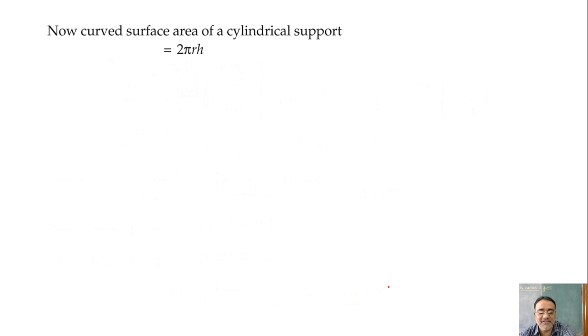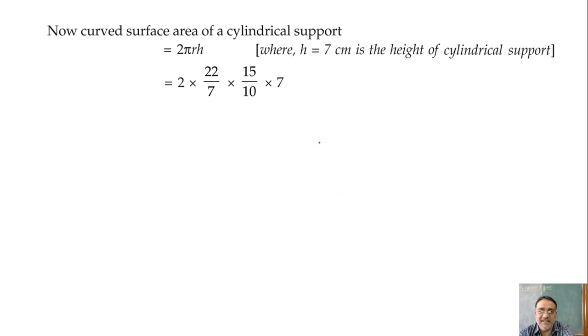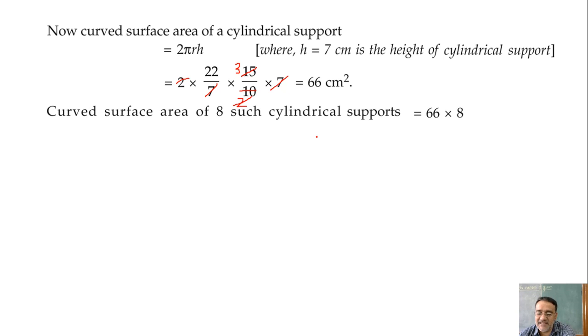That is 2 pi RH. 2 into 22 by 7 into 15 by 10 into 7. Because the height is given 7. So 7 we can cancel. And this also we can cancel. 3 by 2. And 2 is also cancelled. So what we are getting? 22 into 3 into 3. 66 centimeter square. Now 8 such cylinders are there. So 8 into 66, 528 centimeter square.